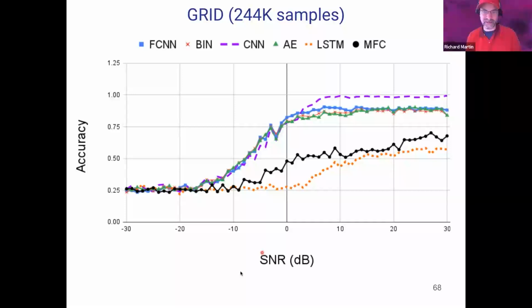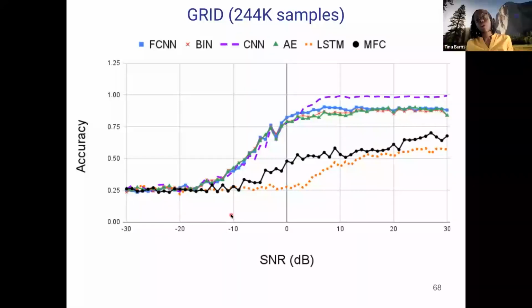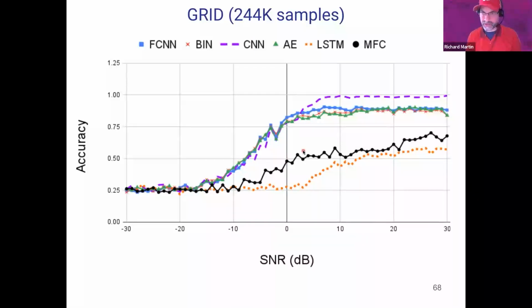So what's zero? The zero means that your signal and your noise are at equal levels. Because it's log scale, for the audience. Okay. Was there another question?